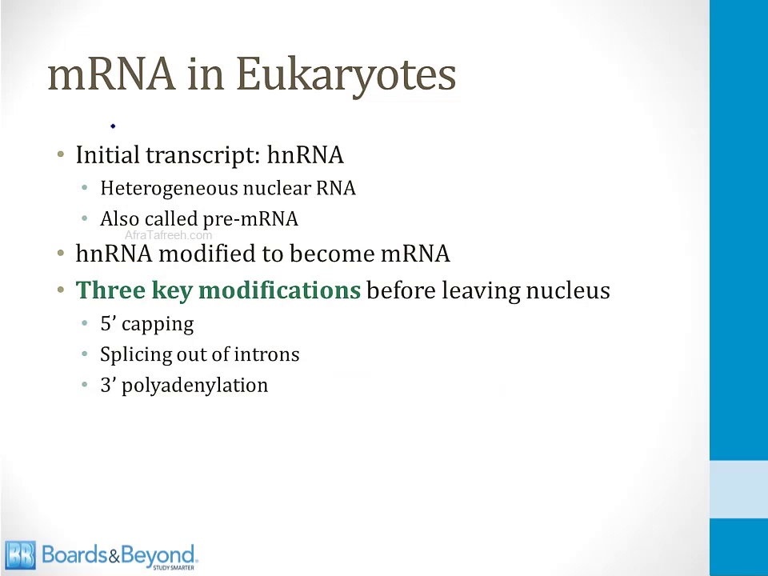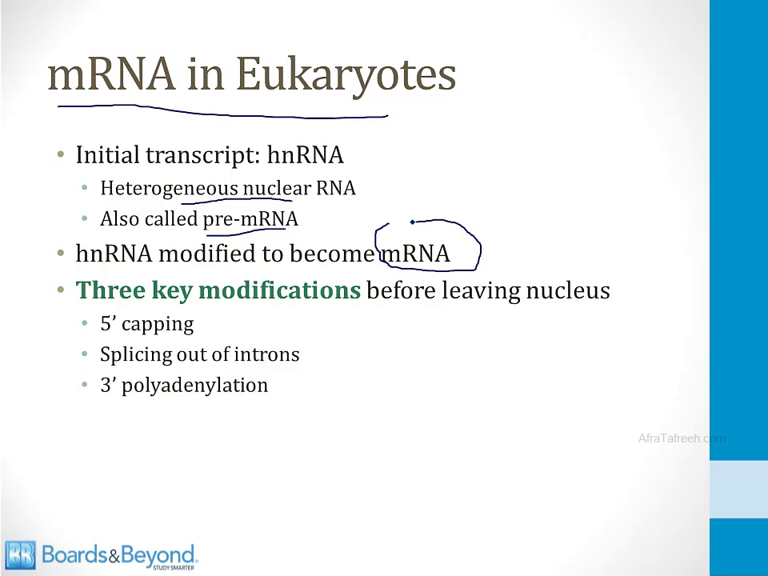And cutting out the introns is only one of several modifications that occur to mRNA in eukaryotes. The initial transcript of mRNA from DNA in eukaryotes is called hnRNA, which stands for heterogeneous nuclear RNA. It's also sometimes called pre-mRNA. This version of mRNA becomes modified extensively to become the mRNA that exits the nucleus, goes into the cytoplasm, and is ultimately translated into protein.